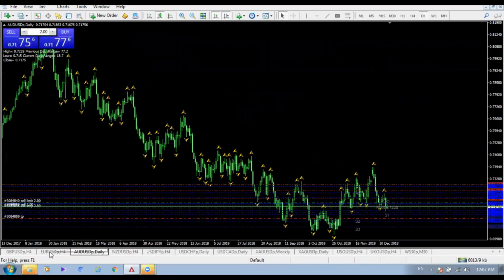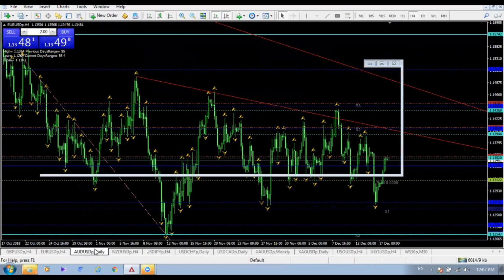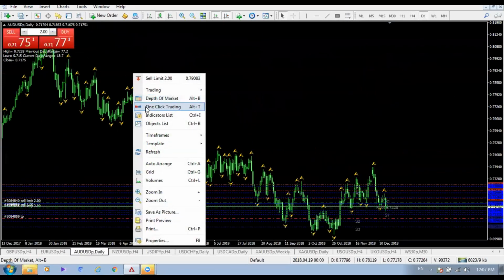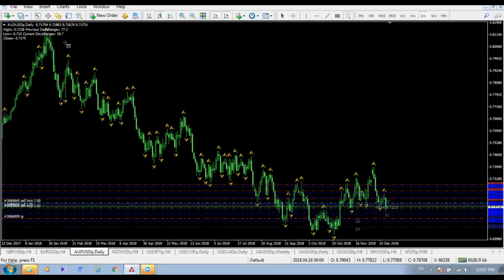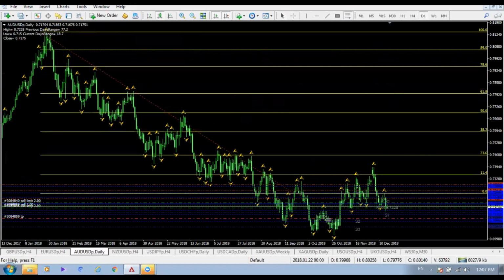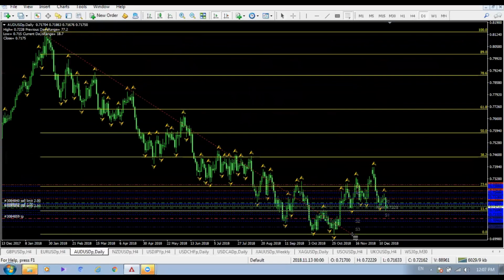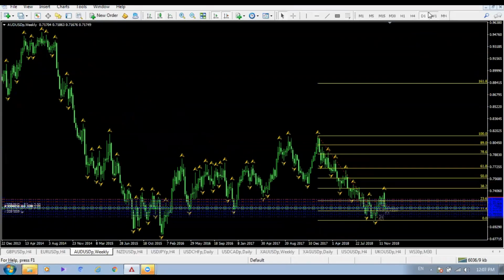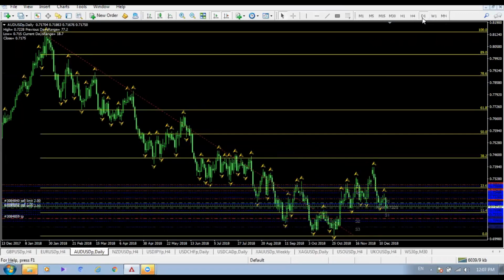You should first analyze the trend and the market. What is your general Fibonacci? My general Fibonacci is here. You see, this is my general Fibonacci.